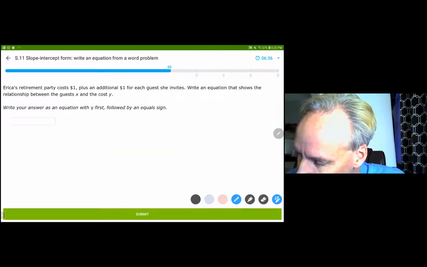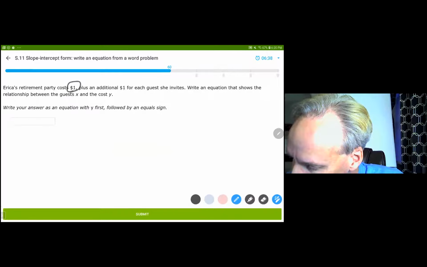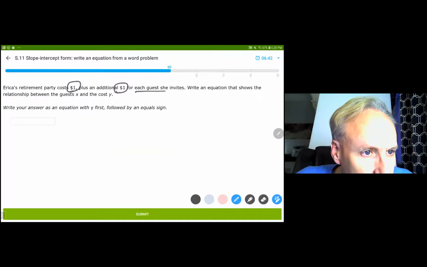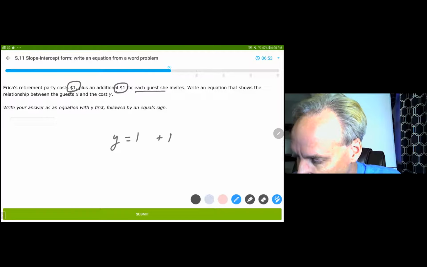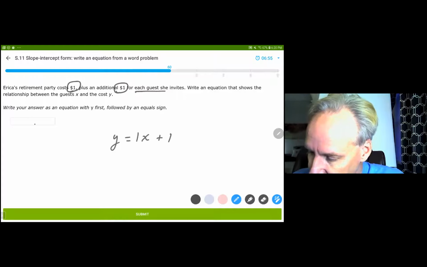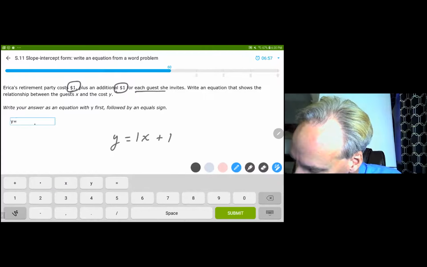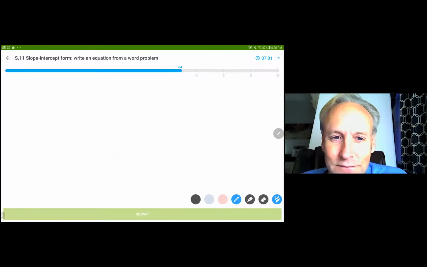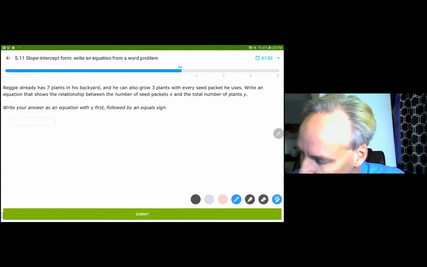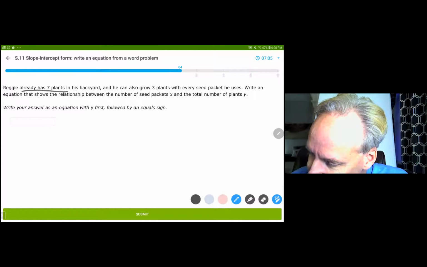Okay, a retirement party costs $1 plus an additional $1 for each guest. Well, cheap retirement party. So it's going to be y equals the dollar original is right there, plus the $1 for each guest. So it's 1x plus 1.